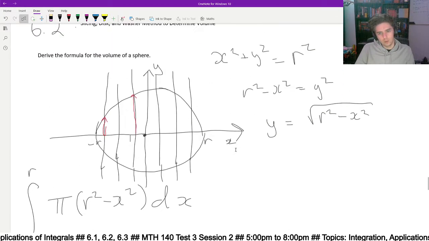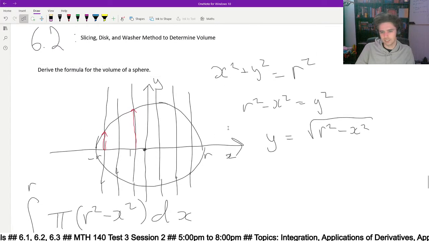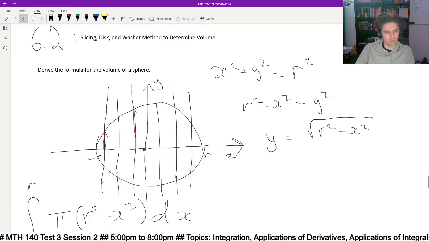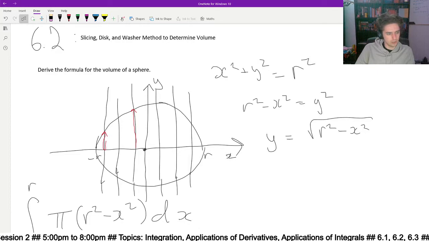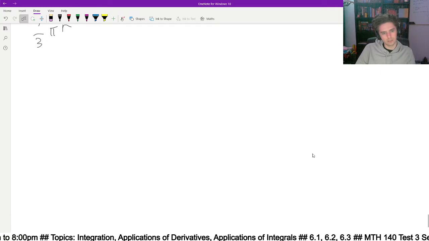Okay, so I guess that was actually the disk method. Well, not really of a function, but of a shape, right? So it's kind of similar to slicing. We could also do a cone. I think let's do a cone, because the cone wasn't too bad.